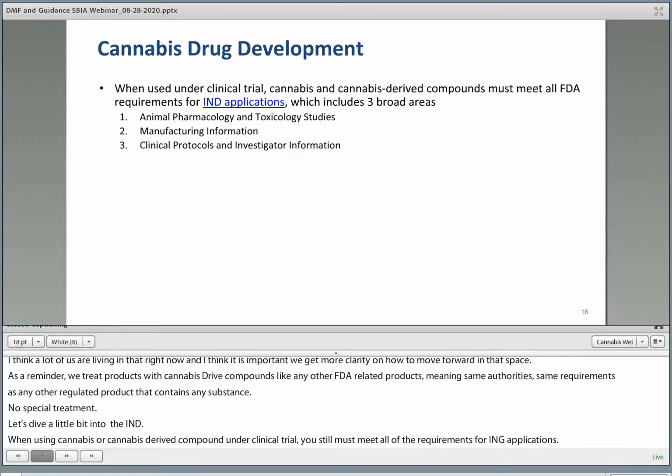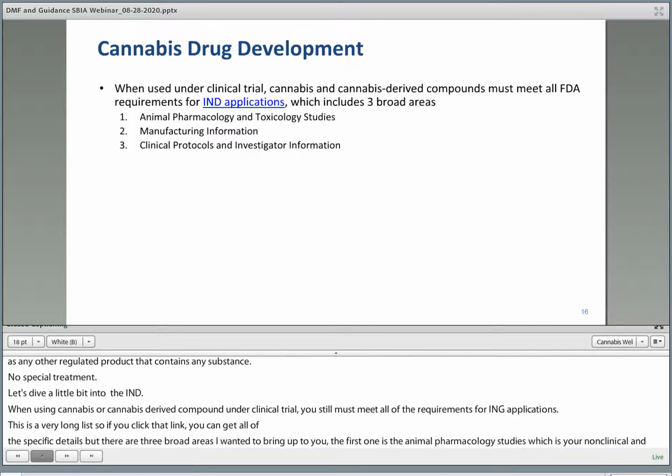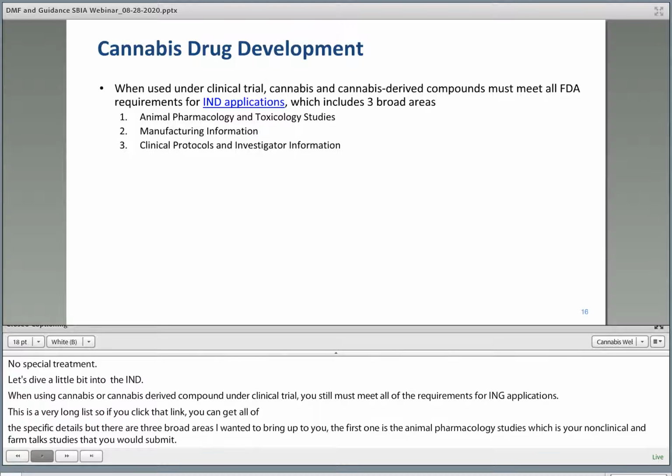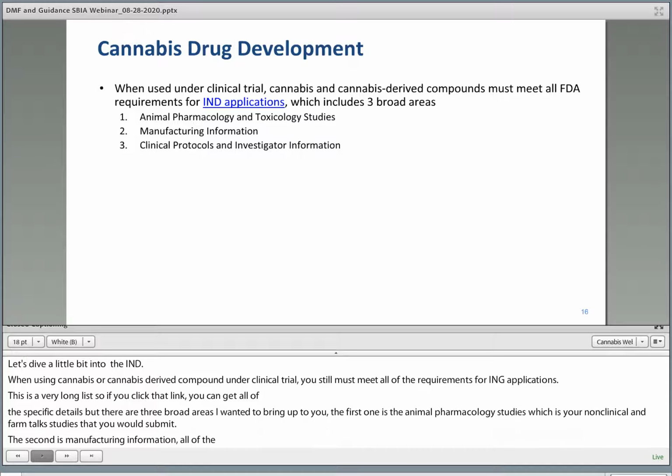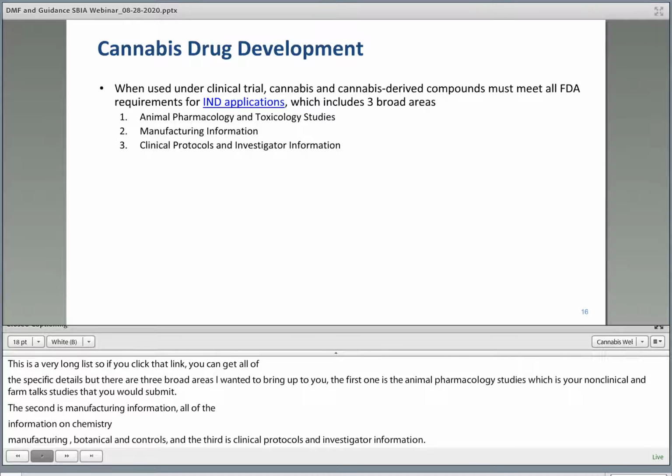But there are 3 broad areas that I wanted to bring up to you. The first one is the animal pharmacology and toxicology studies. That's your non-clinical and pharm tox studies that you would submit. The second is manufacturing information. That's all the information on your botanical raw materials, your chemistry, manufacturing, and controls, which we call CMC. And the third is clinical protocols and investigator information. That's all the clinical study design. That's your inclusion, exclusion criteria. That's making sure that the appropriate medical staff is available for the design. So that is the types of information that would fall into those 3 broad categories.